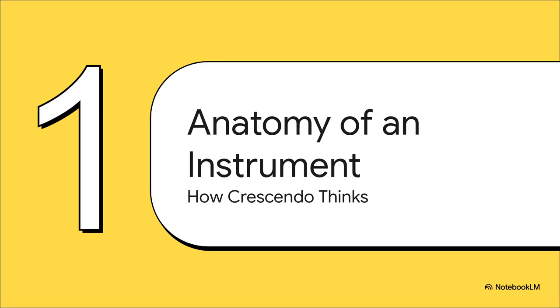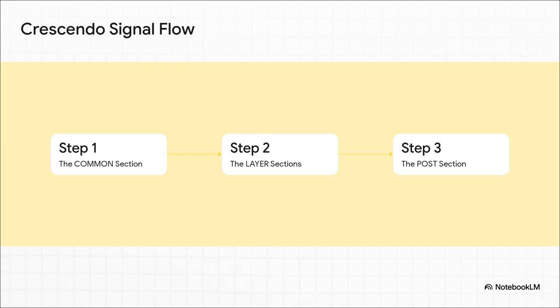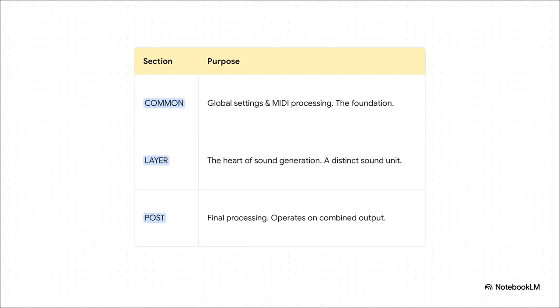Okay, so to really wrap our heads around how this works, we've got to look at its architecture, kind of peek under the hood and see how Crescendo actually thinks about sound. Every single instrument you build is broken down into a really logical three-stage signal flow. It all starts with what's called the common section. From there, your signal moves into the layer sections, and then it all wraps up in the post section. It's really just like an assembly line for crafting your sound. And this setup is just super smart.